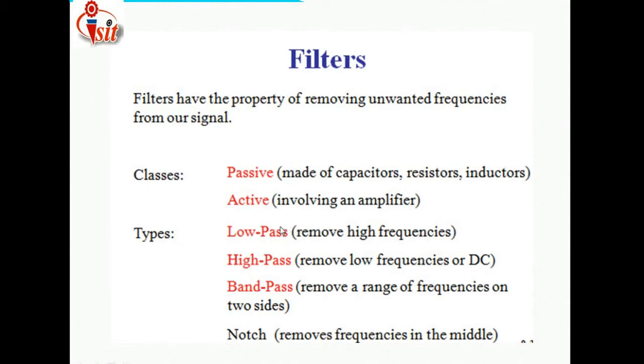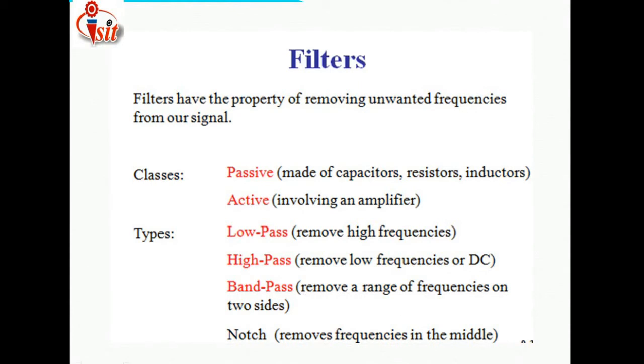Then the types of filters. The low pass filter removes the high frequency signal. The name itself indicates that it passes the low frequency signal and blocks the high frequency signal. The high pass filter, in contrast, passes the high frequency signal and blocks the low frequency signal. The next is the high pass filter, which removes the low frequency or DC components and passes the high frequency signal. Then the band pass filter removes the range of frequency on the two sides.